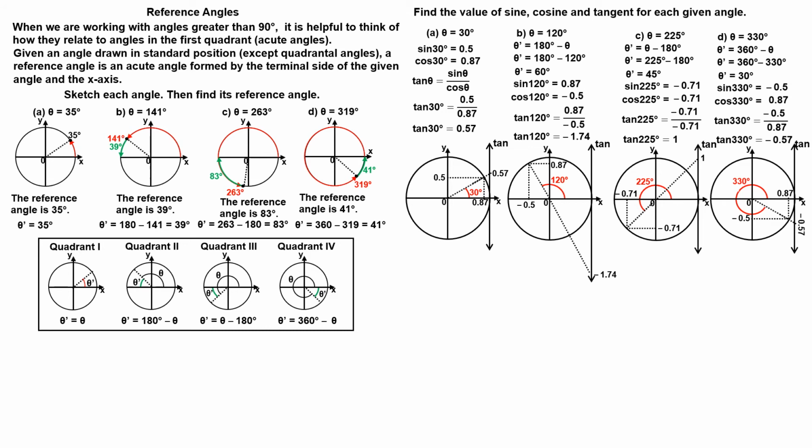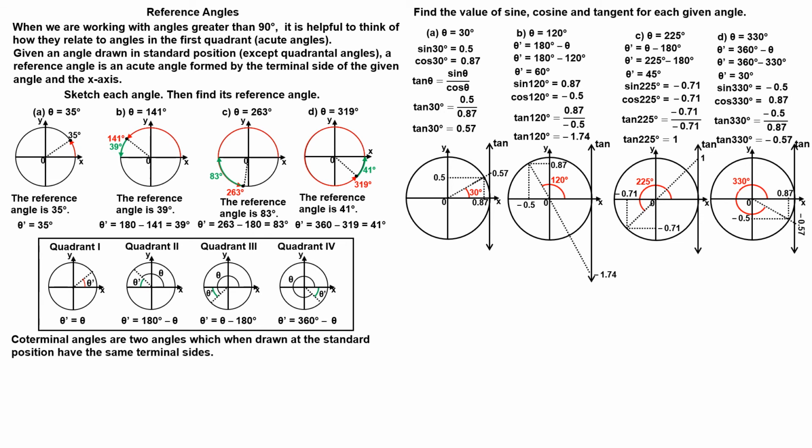Now let's see what coterminal angles are. Coterminal angles are an important concept in trigonometry because coterminal angles have the same value for the trigonometric functions. Coterminal angles are two angles which, when drawn in standard position, have the same terminal sides.